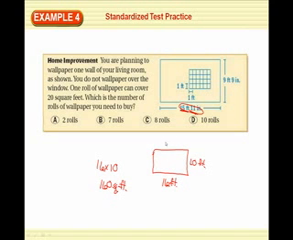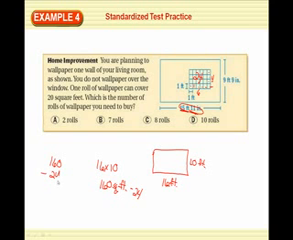So let's look at this window now. This window has 1, 2, 3, 4, 5, 6 across, 1, 2, 3, 4 on the top. So the window is 24 square feet. So we can take that out because we don't put wallpaper over the window. At least most people don't.